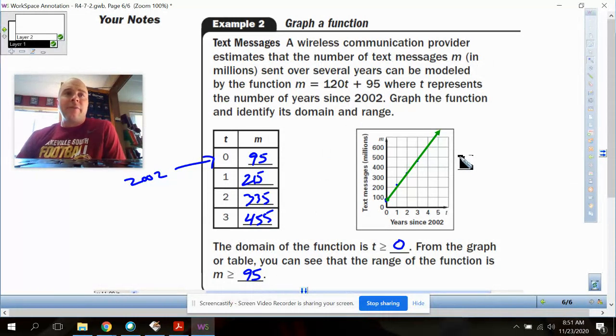All right, guys, graphing functions is no different than graphing regular old equations. We will talk to you soon.